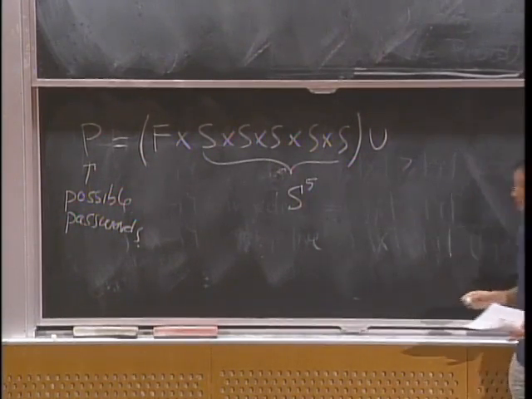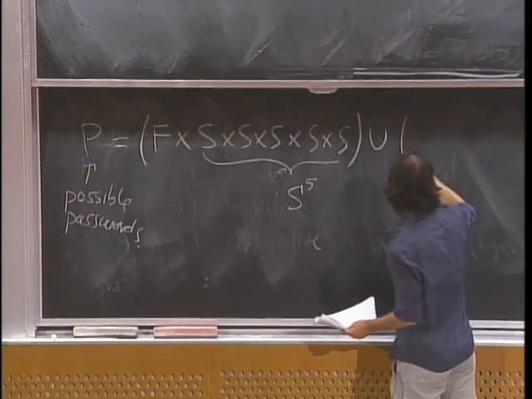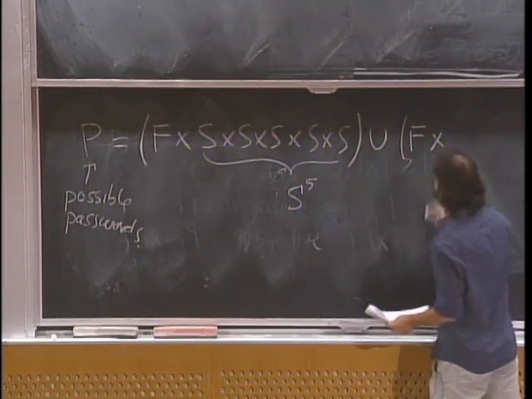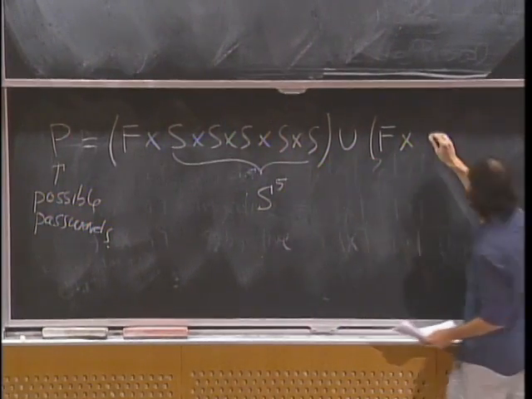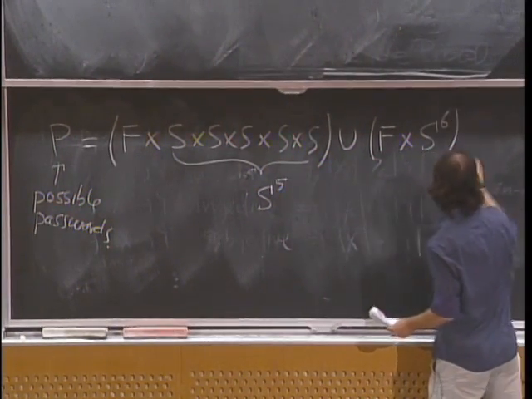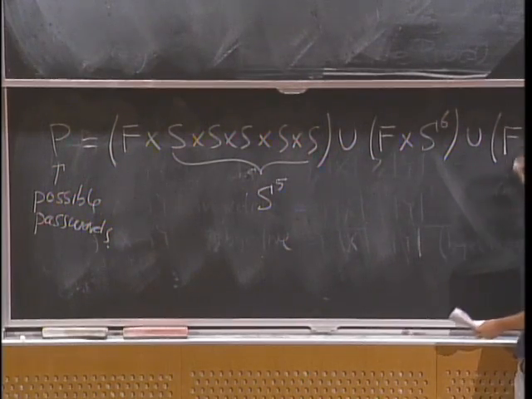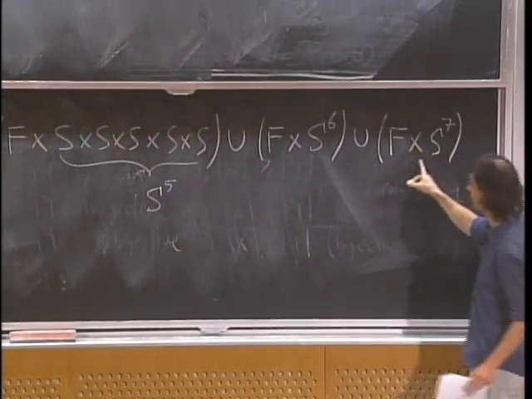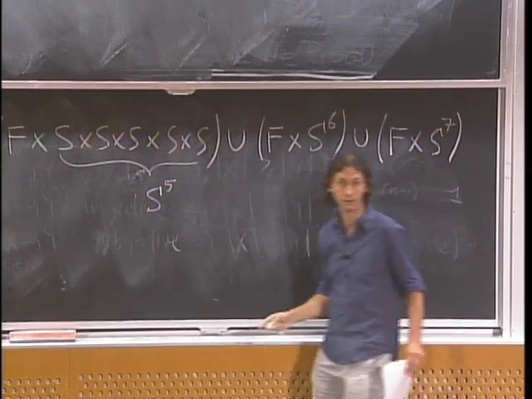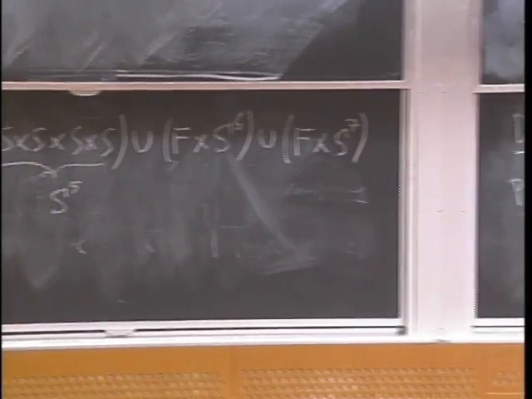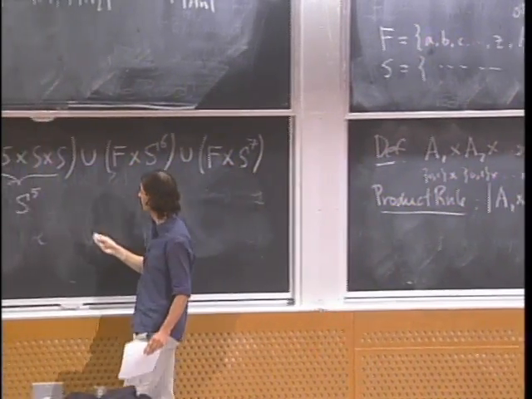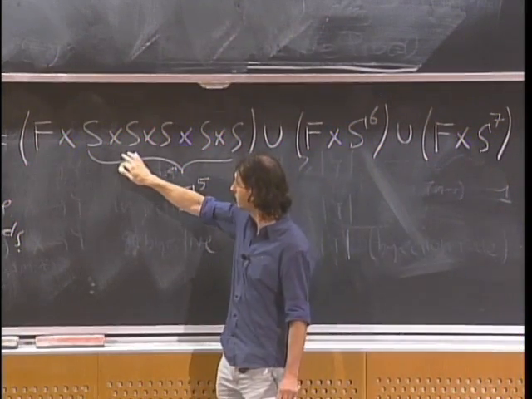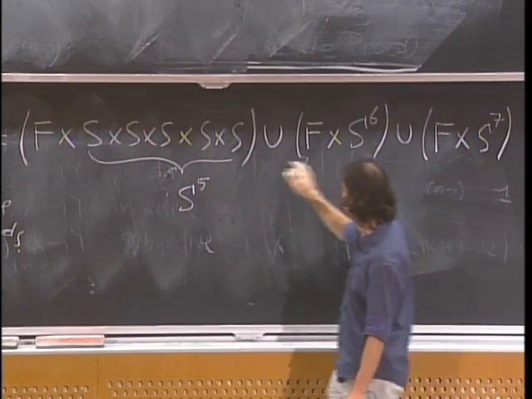The other possibilities for passwords are that we first choose an entry from F, a letter, and then we need to choose another 6 symbols. In total, we have 7. And we have another possibility where we choose a first symbol, and then we choose 7 other symbols. So this has 8 symbols, this has in total 7, this one has in total 6 symbols. So this covers all the possible passwords. So let's count them. We know that these sets are all distinct. These are sequences that have 6 entries, 7 and 8 entries.